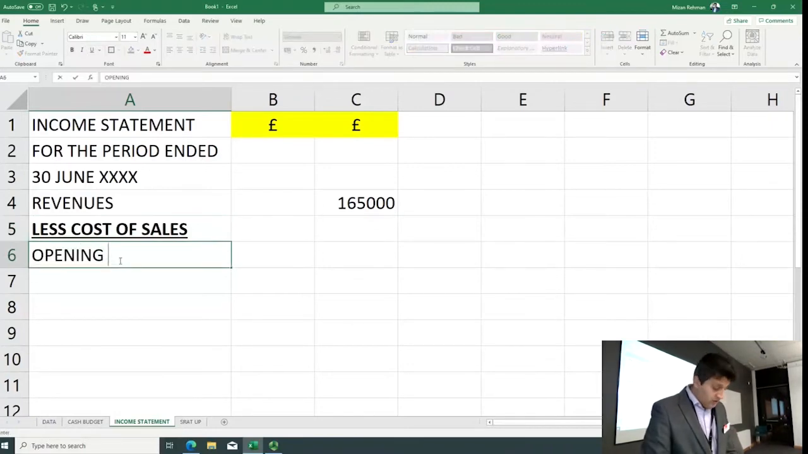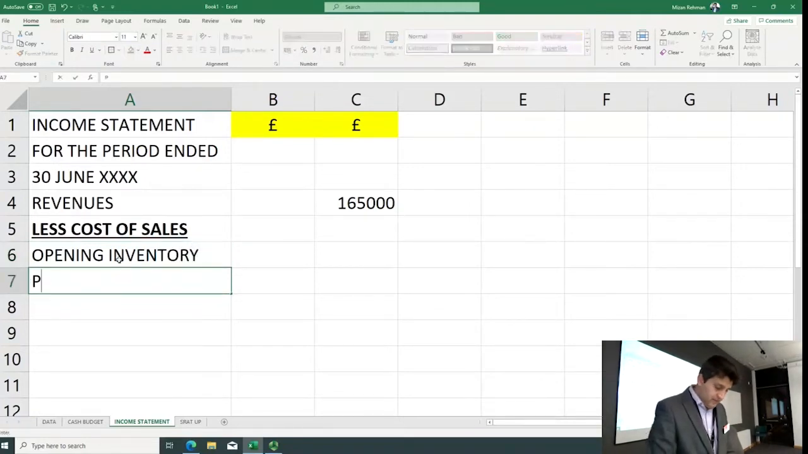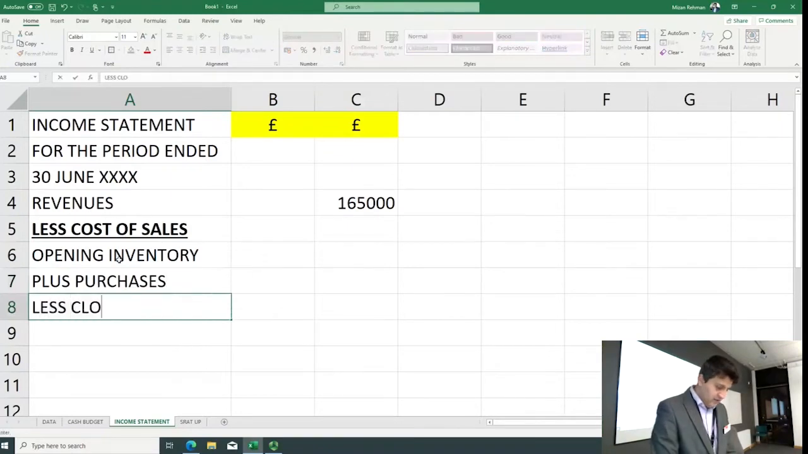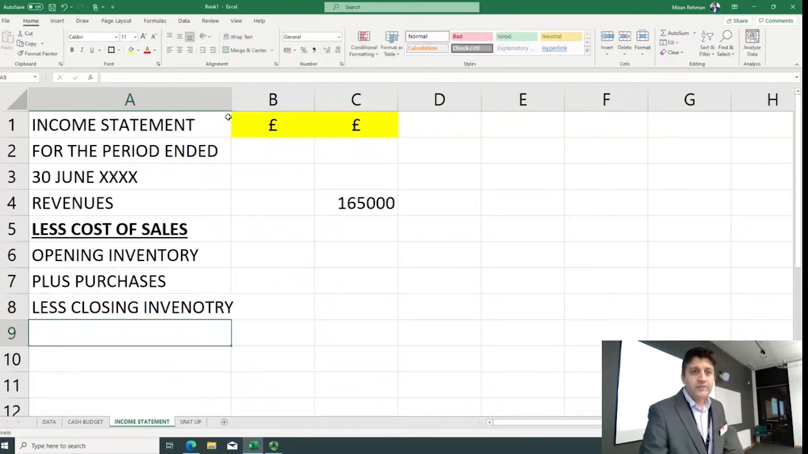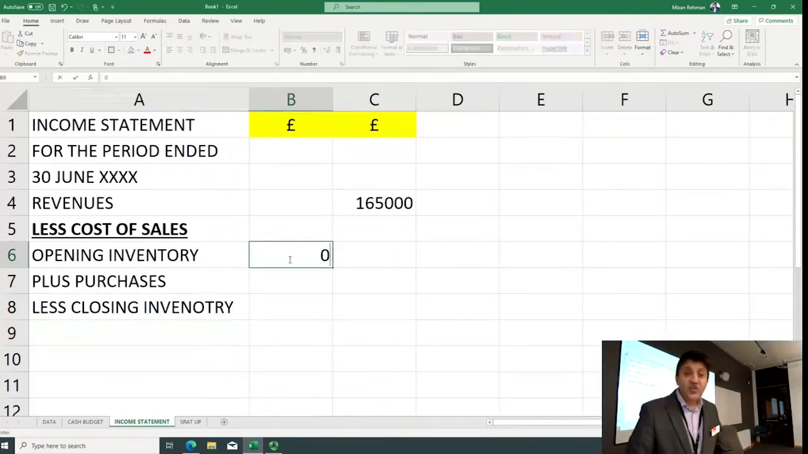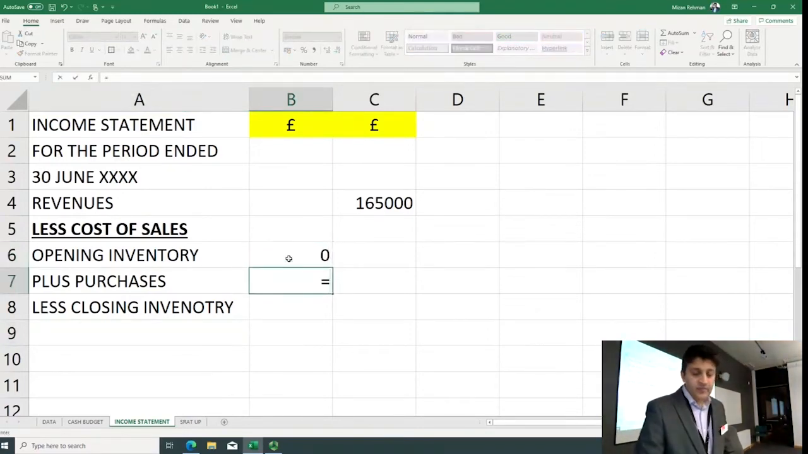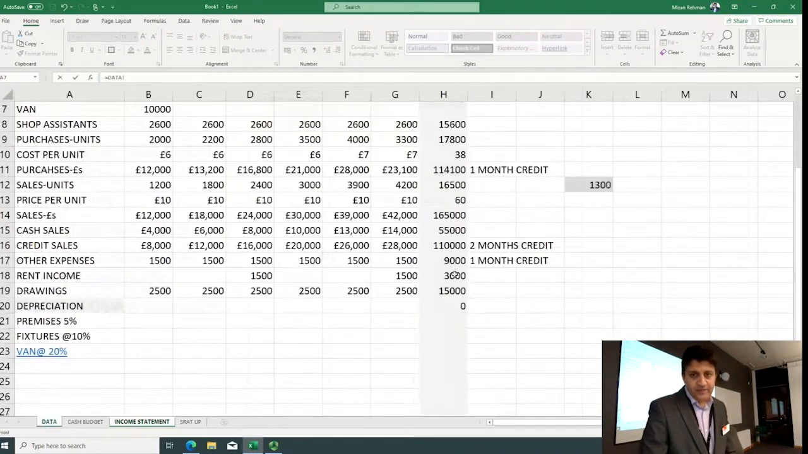The equation of the cost of sales we have discussed before, haven't we? Inventory, what's the spelling? Inventory plus purchases less closing inventory. Business is a new business, so no opening inventory. Purchases, going to my data, 114,100.